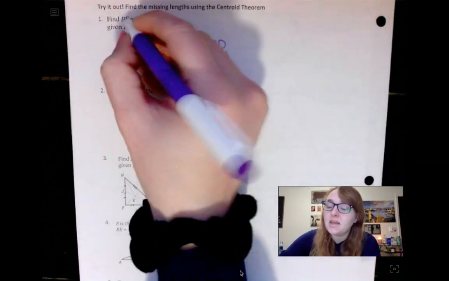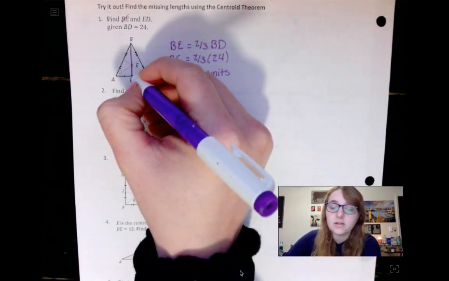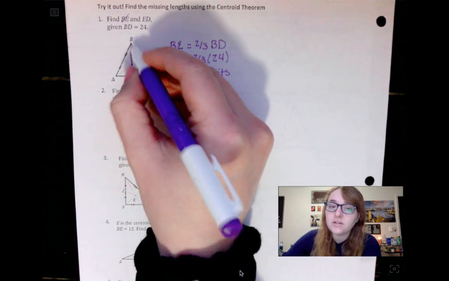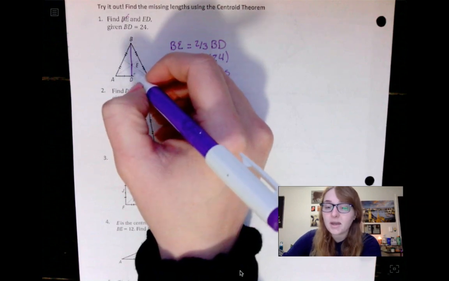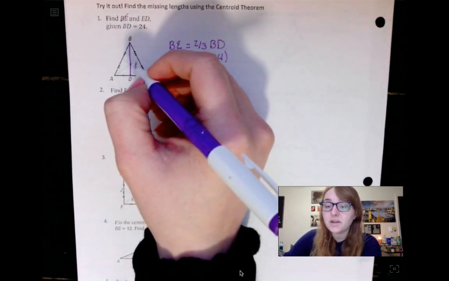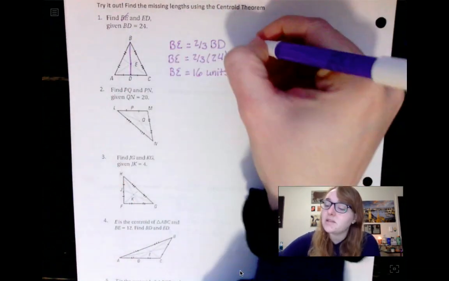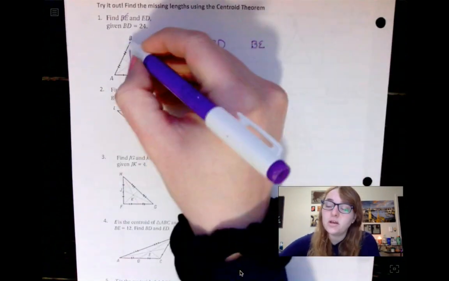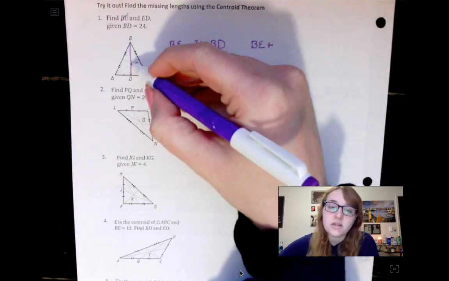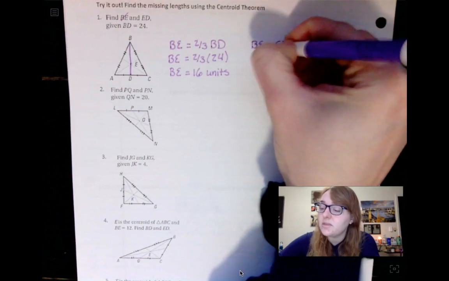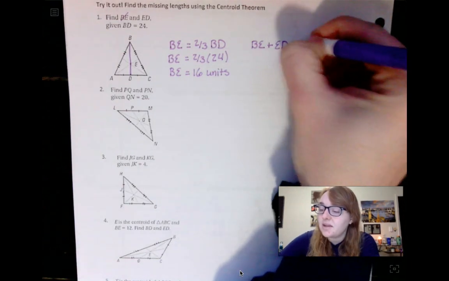So we found BE, but we also want to find ED, from the centroid to the midpoint. If we know that vertex to centroid is 16, and we know the whole thing is 24, we can set up an equation that is very similar to the segment addition postulate from way back in chapter 1. We take BE, the first chunk, vertex to centroid, and add it to our second chunk, centroid to midpoint, ED, and that is equal to the whole thing, vertex to midpoint, BD.